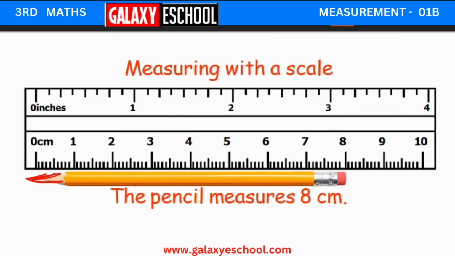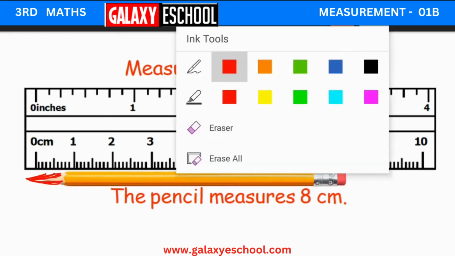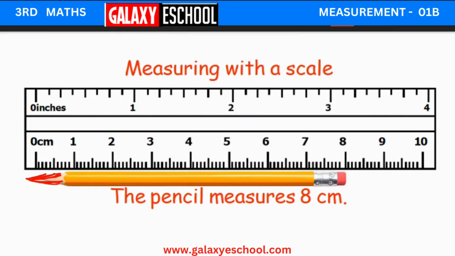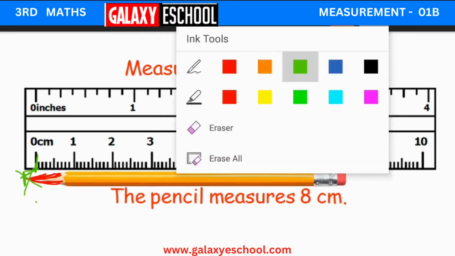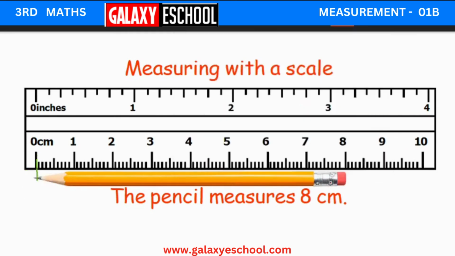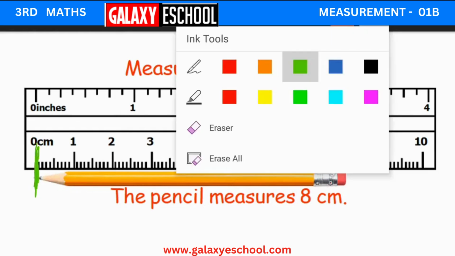Now if I place my pencil like this, see here the 0 centimeters line is here, but the end point is here. They are not coinciding, so this would be wrong. So what should you do? You should make sure that the end point coincides with the starting of this, coincides with the mark which says 0 centimeters.